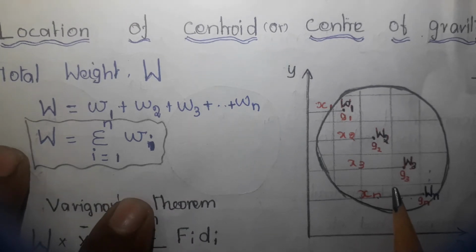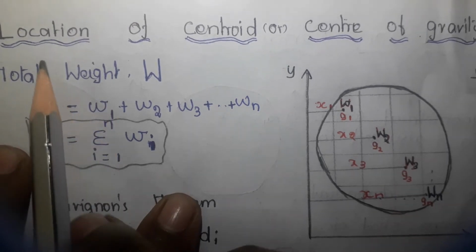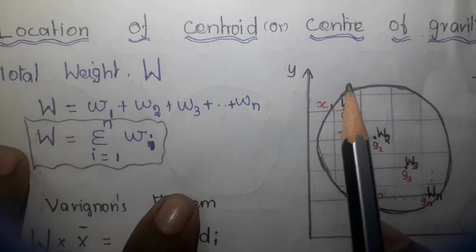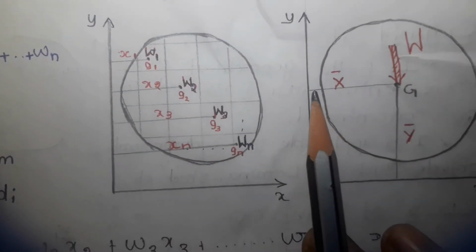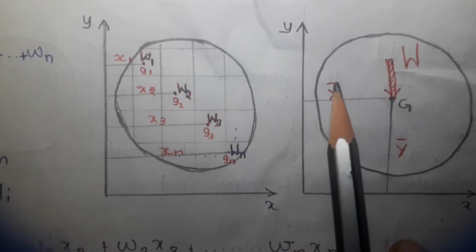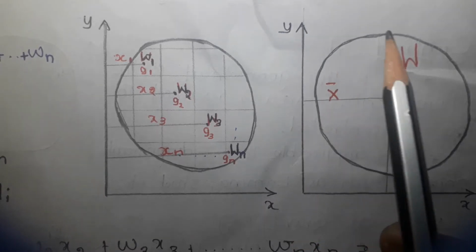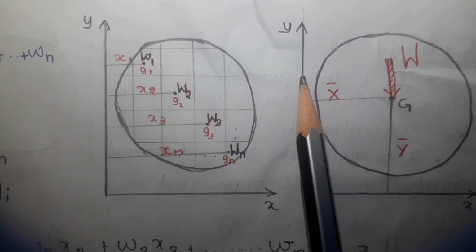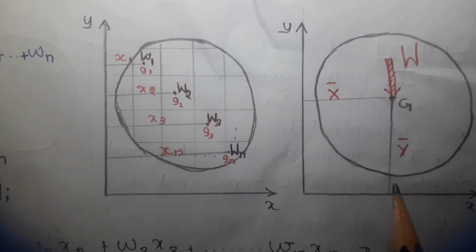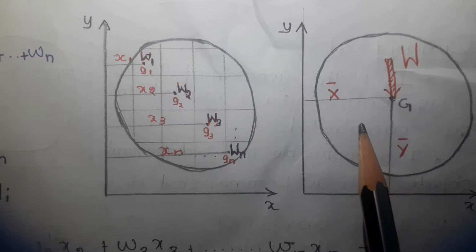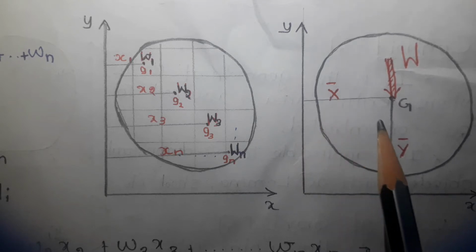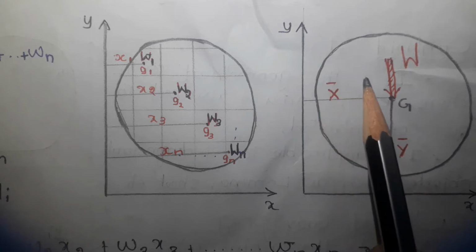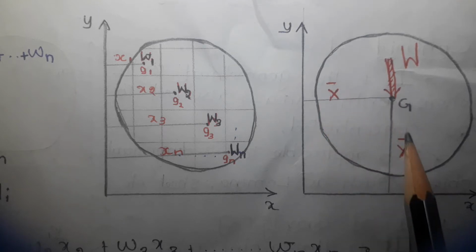Good morning. In this video, we are going to see about the location of centroid or center of gravity. First, we will see what is the location of centroid or center of gravity. If you take this weight W, which is passing through this center of gravity G, now this G is located at a distance of x bar from the y axis and y bar from the x axis. Here the location refers to x bar and y bar only. So, in this video we are going to find the value of x bar and y bar only.